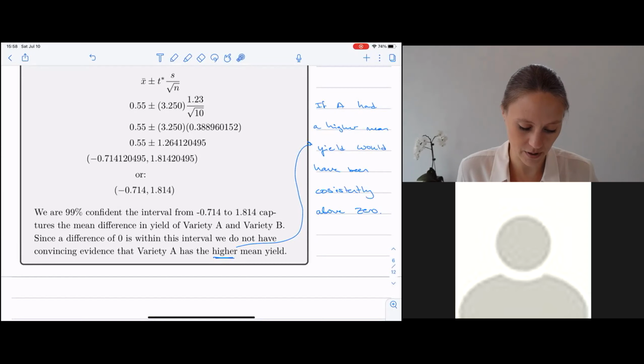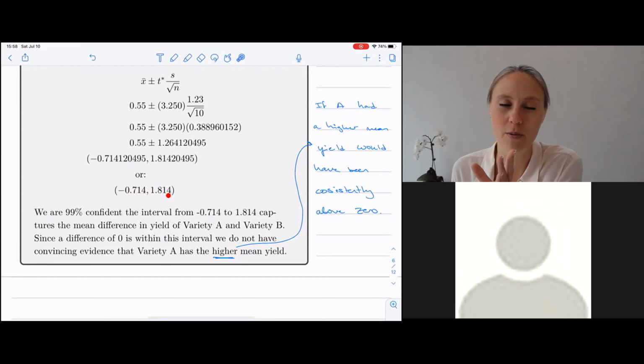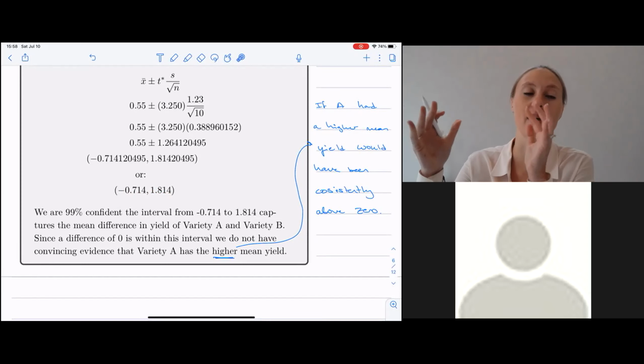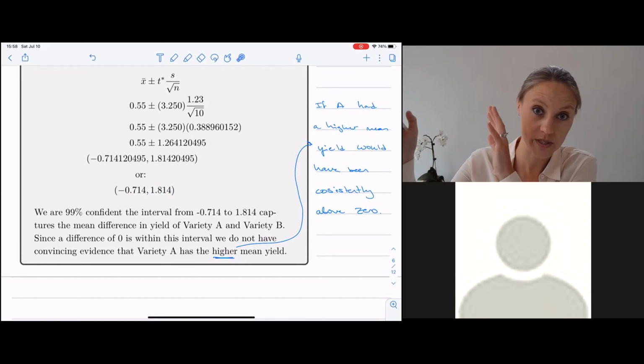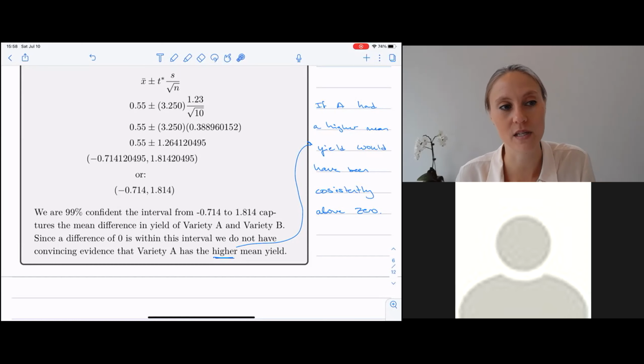So for example, if this 0.714 was not negative, if it was positive, right? So from positive 0.714 up to positive 1.814, then we're 99% confident that that difference is always going to be positive, meaning variety A would have a higher mean yield than variety B, right? So that's just how we can use a confidence interval to test a hypothesis, right?